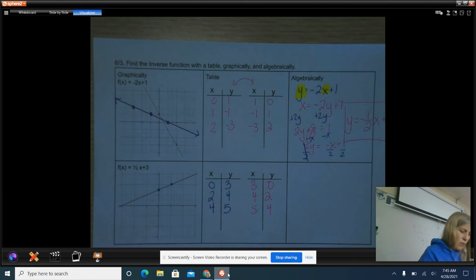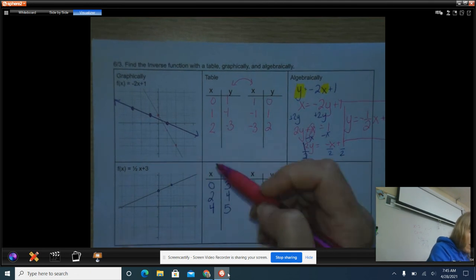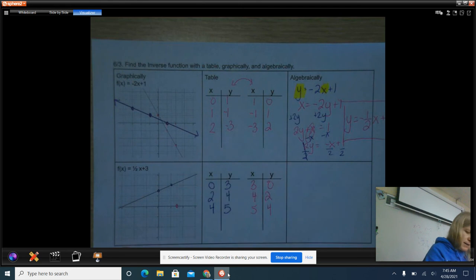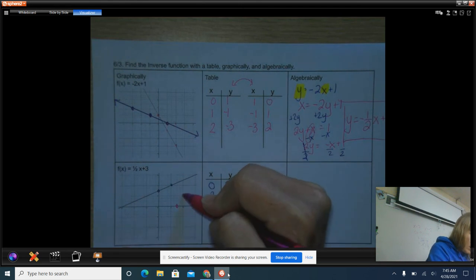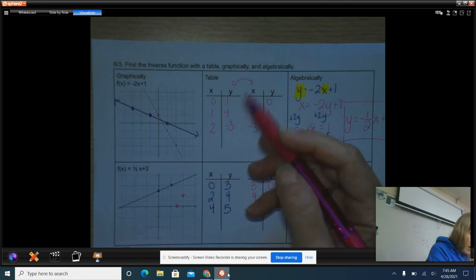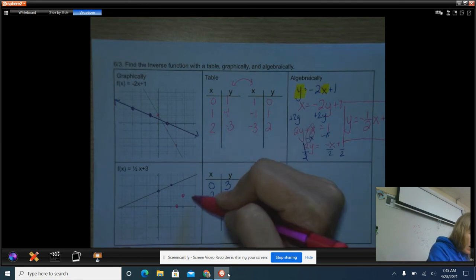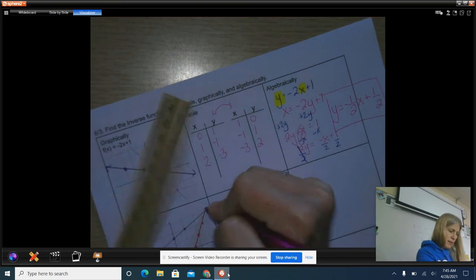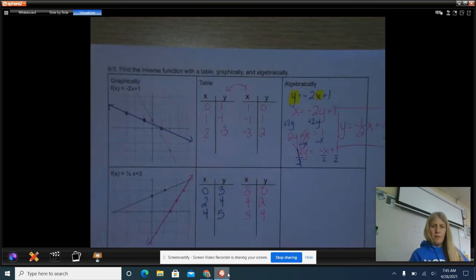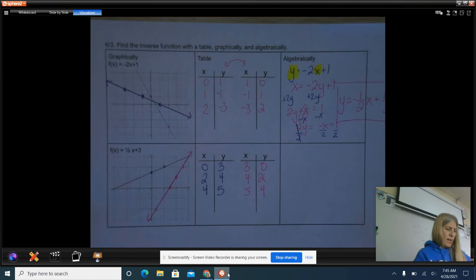And we're going to graph those. So we have 3, 0. We have 4, 2. And we have 5, 4. Okay, and then we're going to make that line cover up our entire graph. And now we're going to do it algebraically.